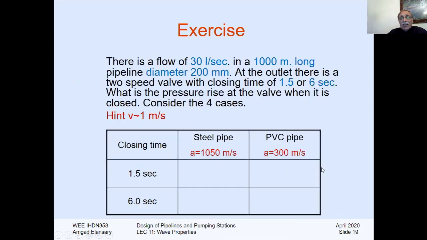Again, a small exercise to show the difference between the closing times. It is just for the sake of showing you what happens with a sudden closure, a rapid closure, or a slow closure, and the effect of the Joukowsky pressure here. This is 30 meter water column, and this is 100 meter water column. This is all Joukowsky pressure. This one will be slower, so it will be less than the 100 meters.